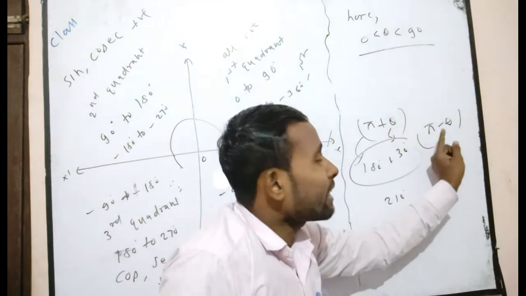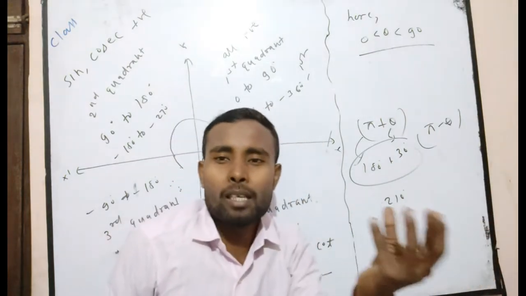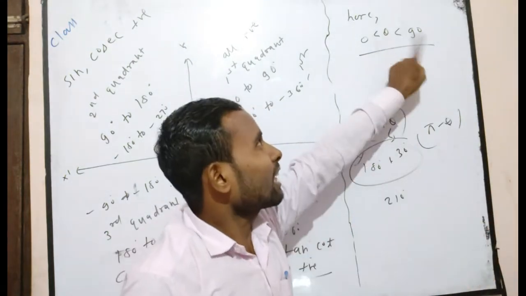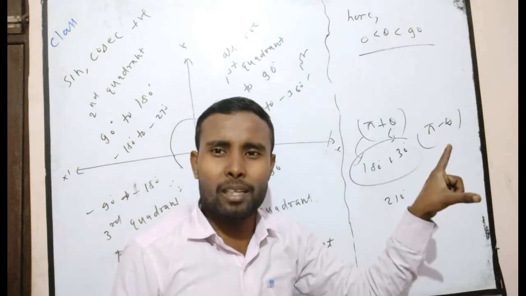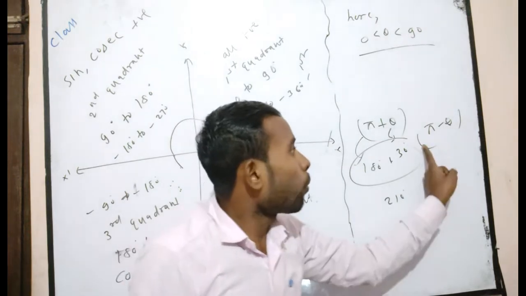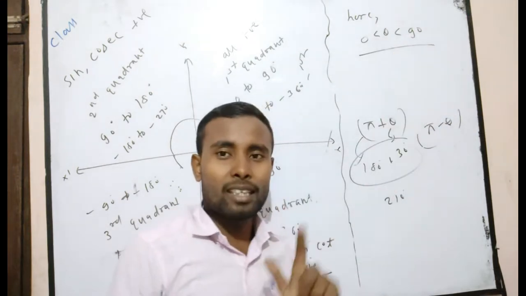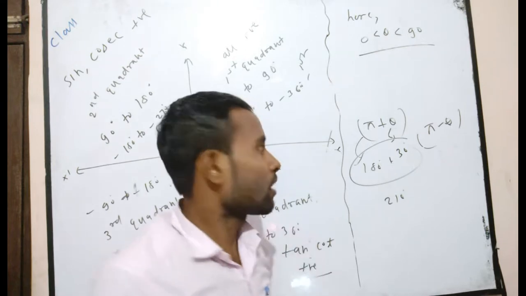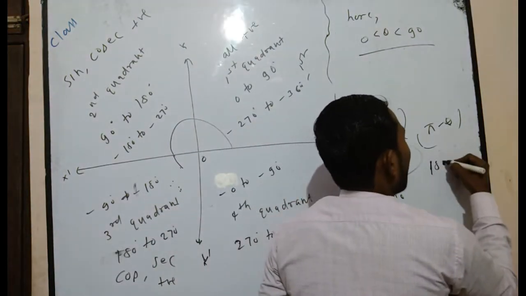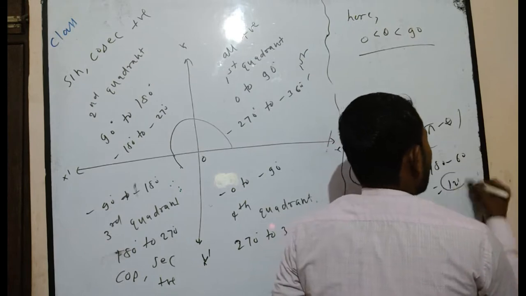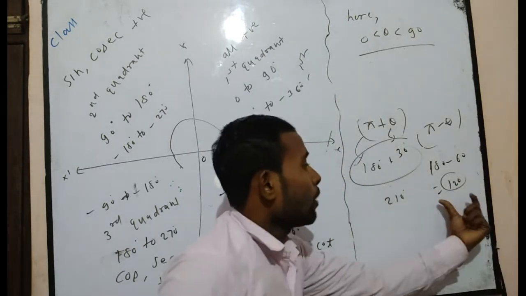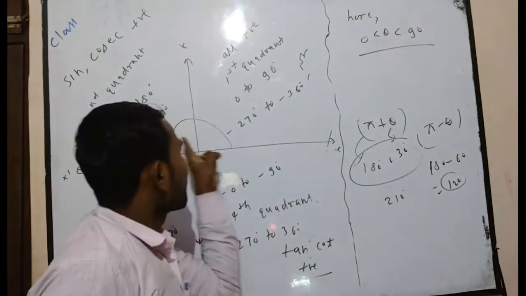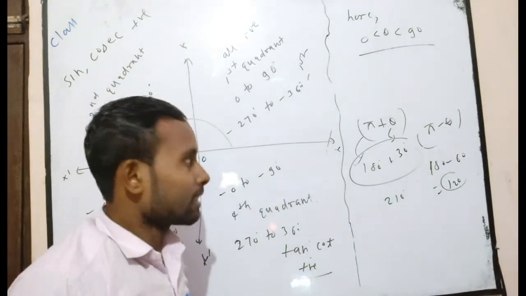That means 180 minus, suppose that angle will be 60 degree, because theta lies between 0 to 90, you can take any angle between 0 to 90. That means 180 minus 60, in that case you get 120. In 120 degree, in which quadrant does it lie? In the second quadrant.